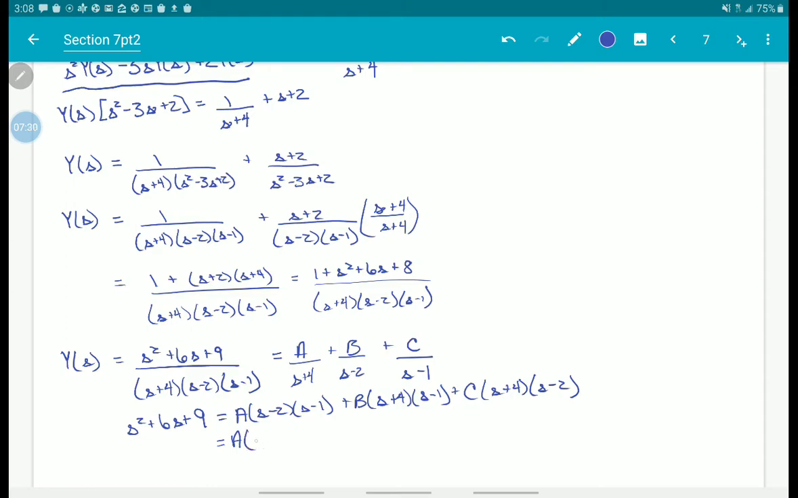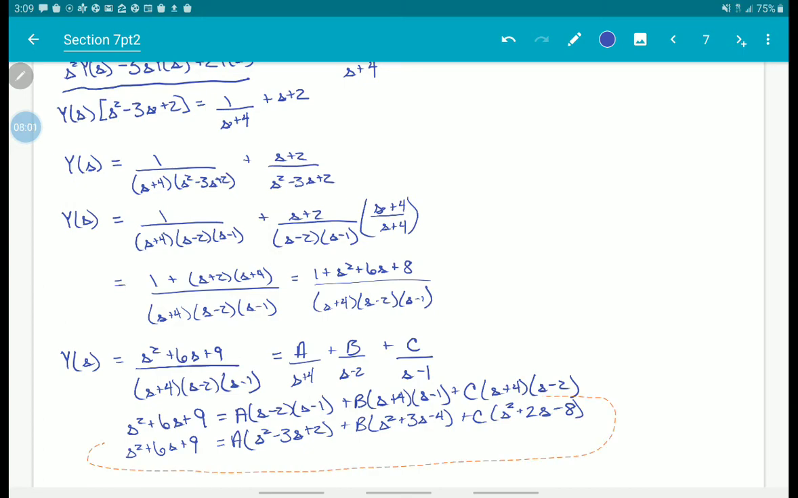If I factor out that right, I have s squared minus 3s plus 2. Factor out that middle, s squared plus 3s minus 4. Factor out the last, s squared plus 2s minus 8. Oh, factor, FOIL. I think you guys know what I mean. So from here, we can get our system of equations. So I'm going to turn to a new page. I'm going to copy this.